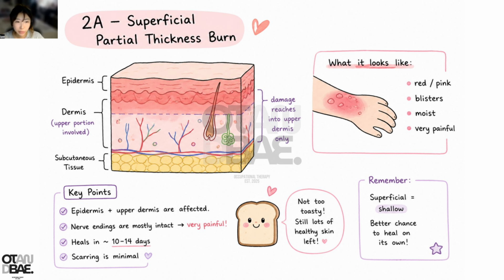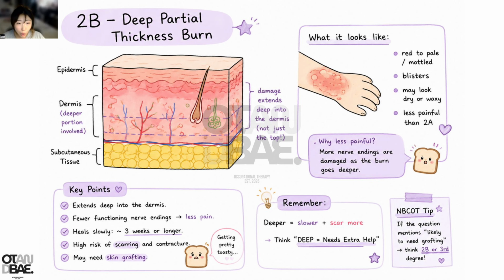You'll often see blisters, moist wound bed, pink or red appearance, and significant pain, and again, lots of pain because many nerve endings are still functioning. But now we are damaging much more of the dermis here. So healing becomes much slower, scarring becomes much more likely, and depending on how deep the injury is, skin grafting may be necessary.